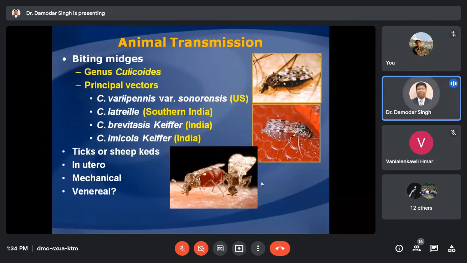Sometimes, rarely, of course, in utero infection can happen, and mechanical transmission can also be possible, but it is not much reported. So far as venereal transmission is concerned, it is questionable. It means it is not shown, it is not proven, but it is questionable, the possibility is there, right?